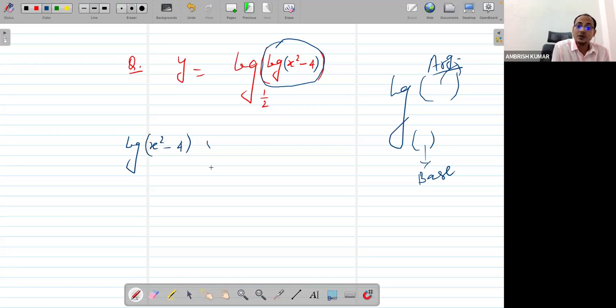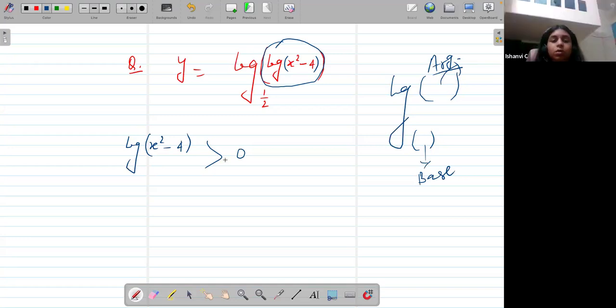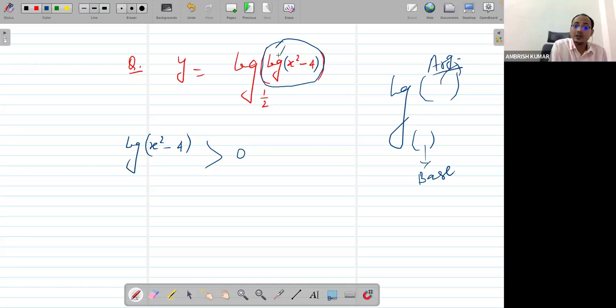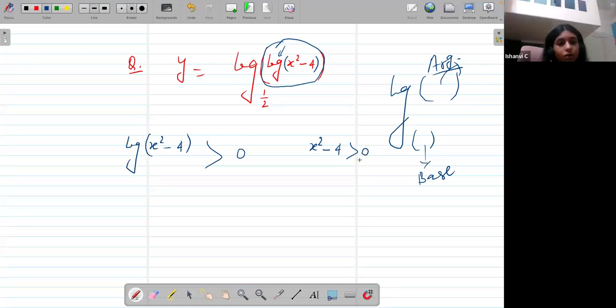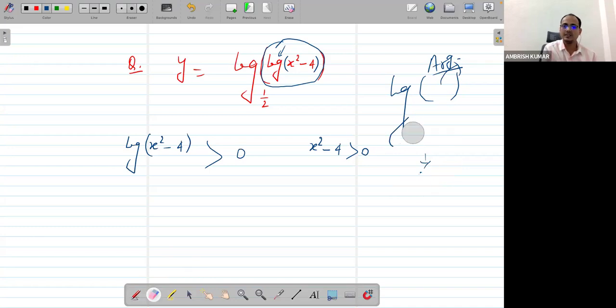So this has to be what? Argument always has to be greater than 0. Now for the second log, what is the argument? X square minus 4. So x square minus 4 should always be greater than 0. Now I will be discussing the basic things about the log, but one thing you always keep in mind.